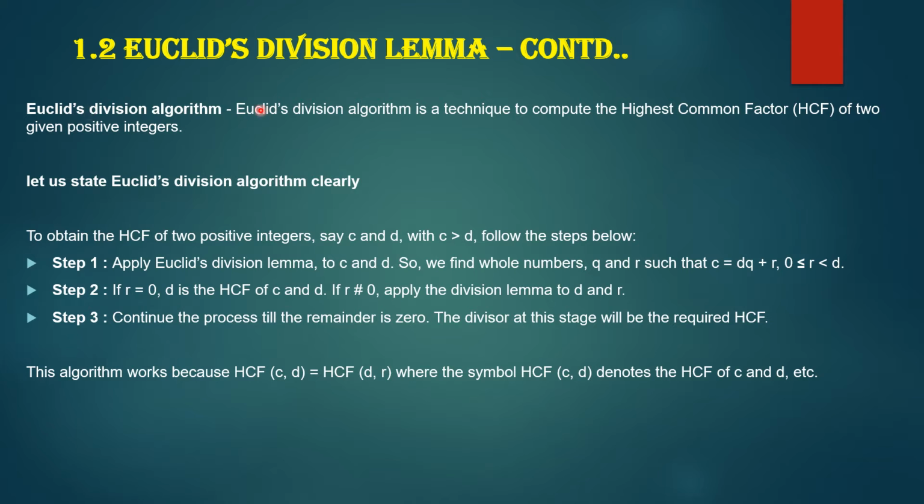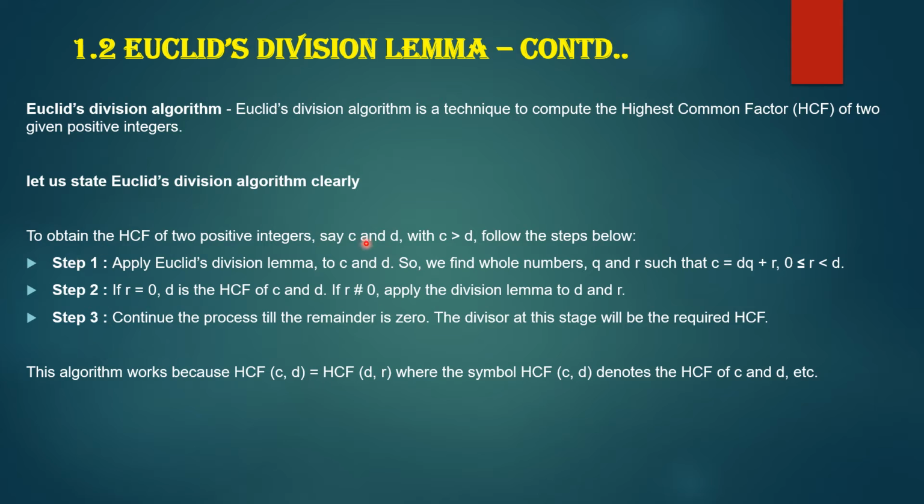So what does Euclid's division algorithm mean? This algorithm is a technique to compute the HCF of two given positive integers. If we have two given positive integers, how do we find the highest common factor? That technique is called Euclid's division algorithm. We will correlate it with Euclid's division lemma. You have already learned A equals BQ plus R. We will apply the same equation here and see how Euclid's division algorithm works.